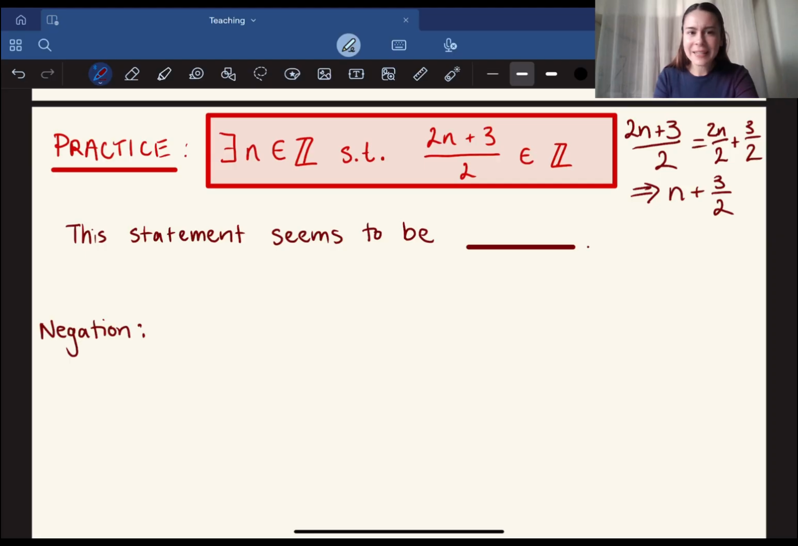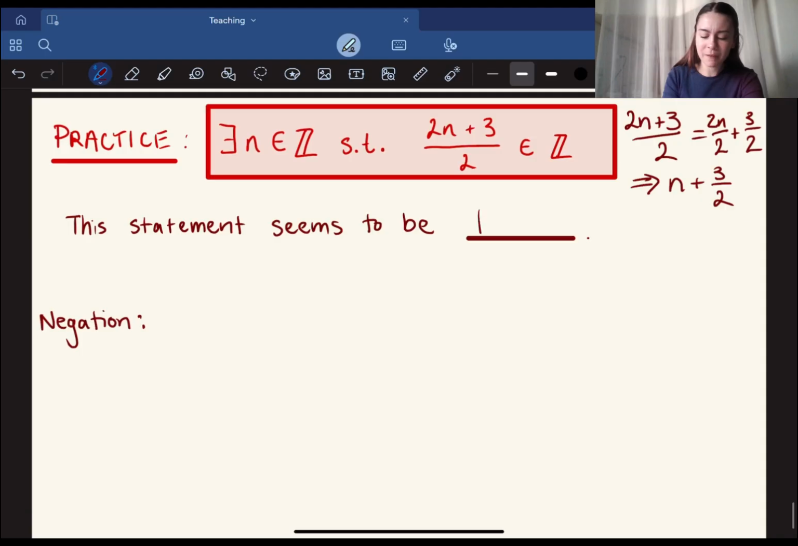3/2 is not an integer, right? That's 1.5. But n is an integer. We know from the statement here that n is an integer. Well, if we have any integer plus 3/2, meaning plus 1.5, we would end up with a number which is not an integer. So actually, this statement seems to be false. It seems like this doesn't work. So because it seems to be false, let's negate it and see if that is something we can prove to be true. Because if we prove the negation to be true, the original statement is false.